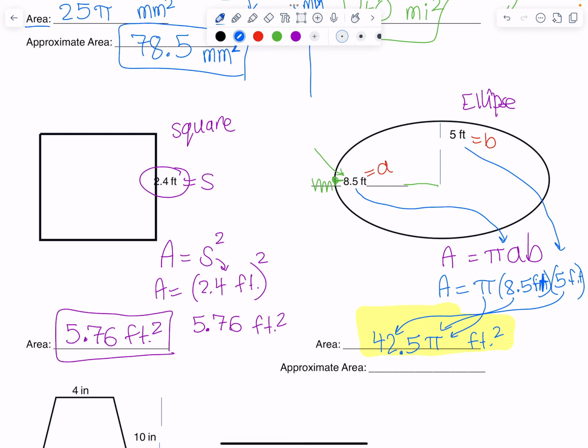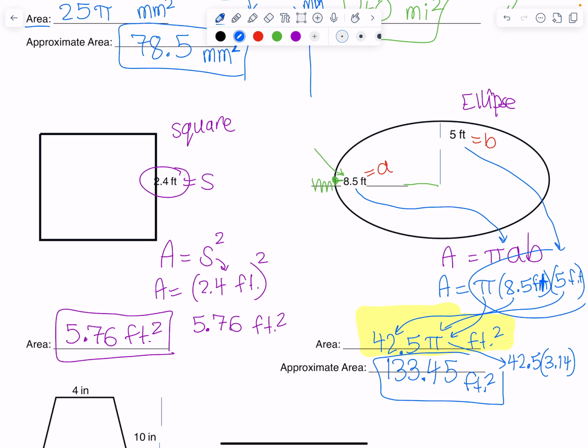But now I'm going to do the approximate area, which just means I can take this guy. I've already done all the work up here, I'm not going to worry about that anymore. 42.5, I'm going to replace pi with the approximation 3.14. And then let's see, 42.5 multiplied by 3.14 gives me 133.45. And that should be measured also in feet squared. There we go. So those are our two answers.